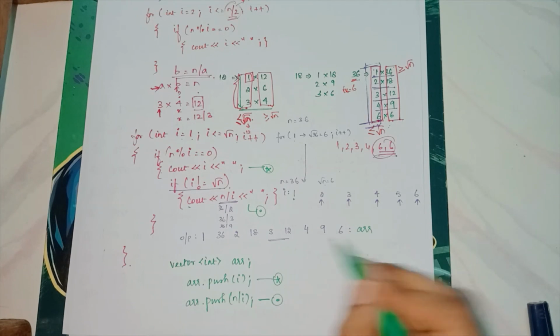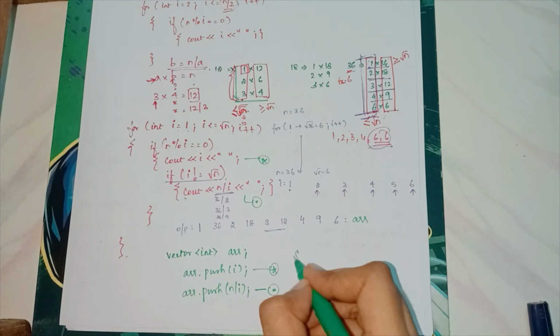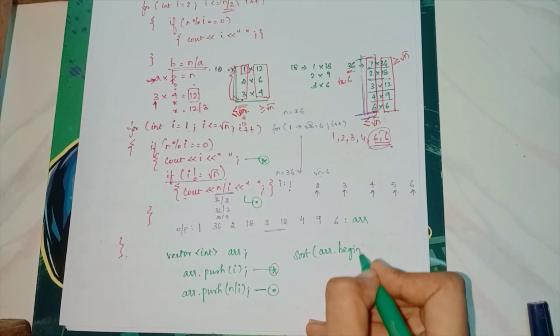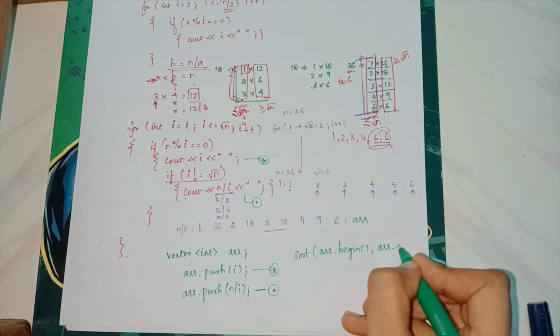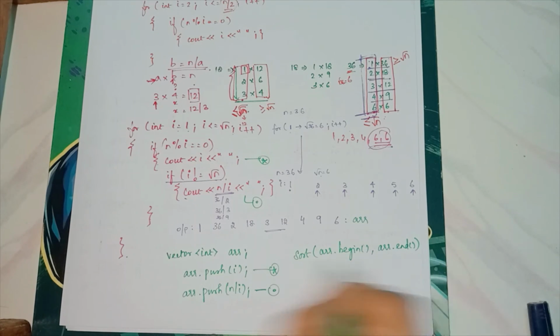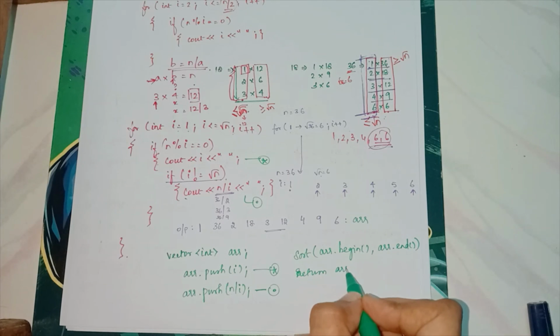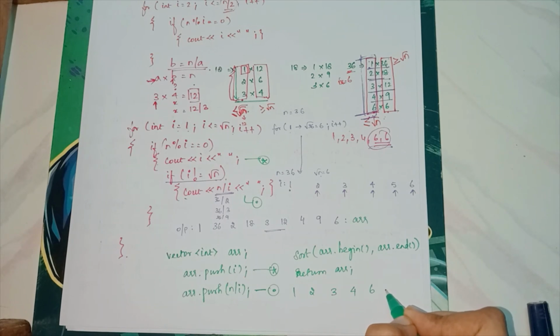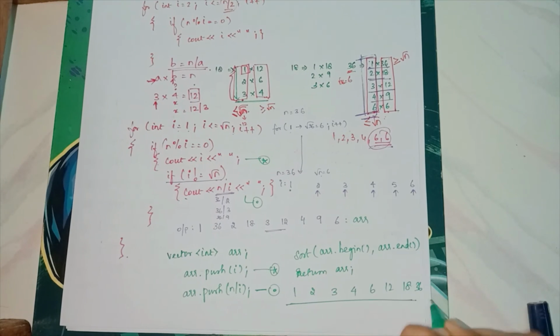And finally I can simply sort it using sort of arr dot begin comma arr dot end. So this is going to sort things completely. And if at all I print this array, my output is simply going to be the sorted form. It's 1, 2, 3, 4, 6 and 12, 18 and 36. This shall be my output, in sorted form.